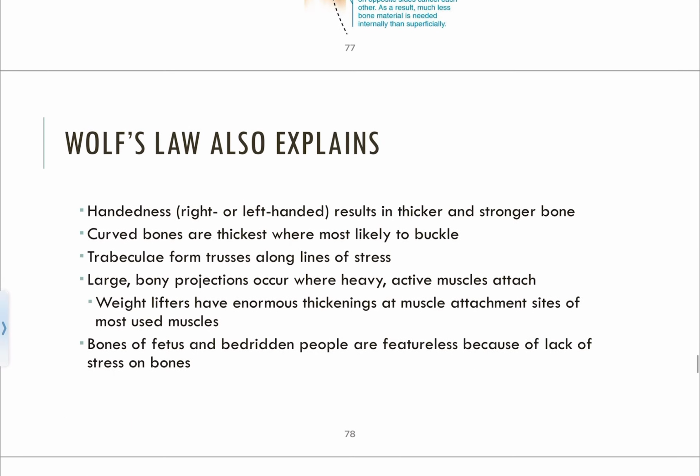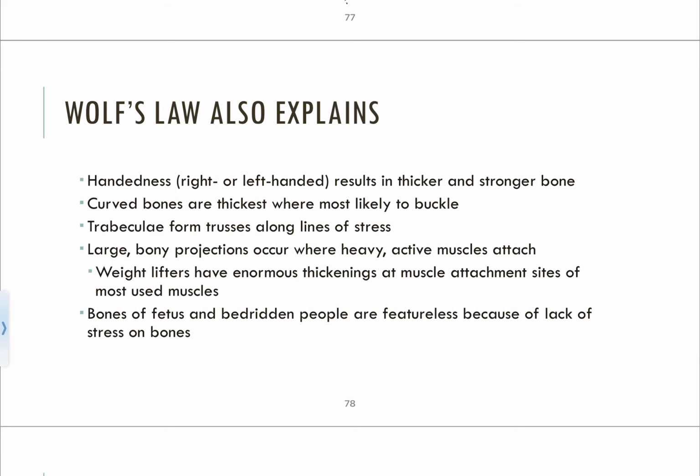Other things that Wolff's Law explains is what we call handedness. Whether you're right-handed or left-handed depends on how thick your bones are. If you're right-handed, the bones of your right hand and forearm are thicker than the bones of your left hand. Why? Because we're putting more stress on our right hand if we're right-handed, so bone remodeling is going to continuously occur there. We're using our left hand less, so we're not going to have as much stress placed or as much bone buildup or remodeling in that area.